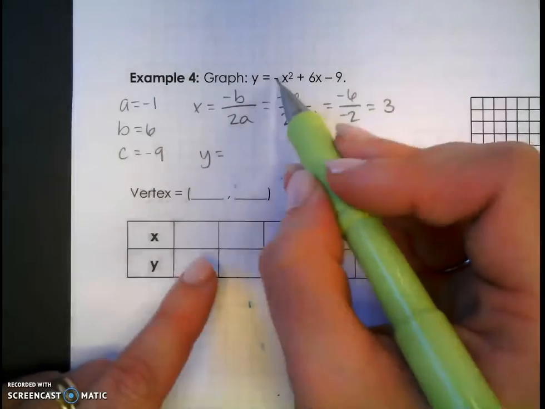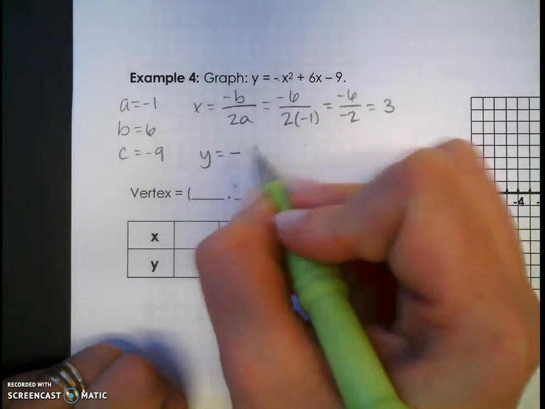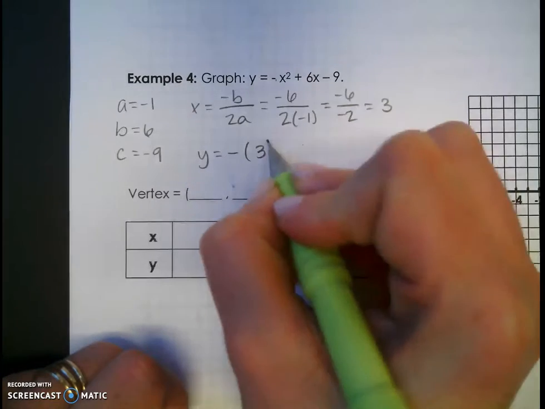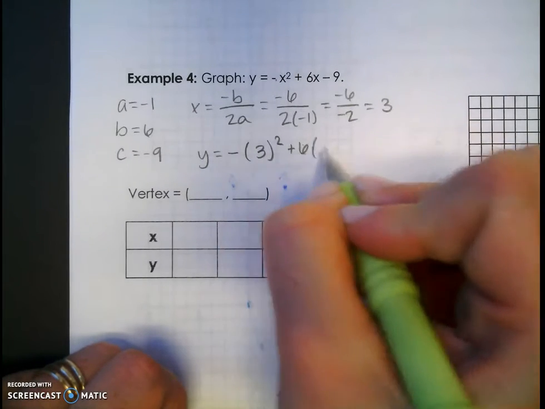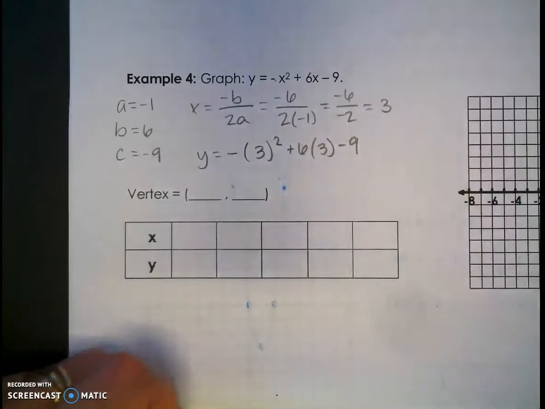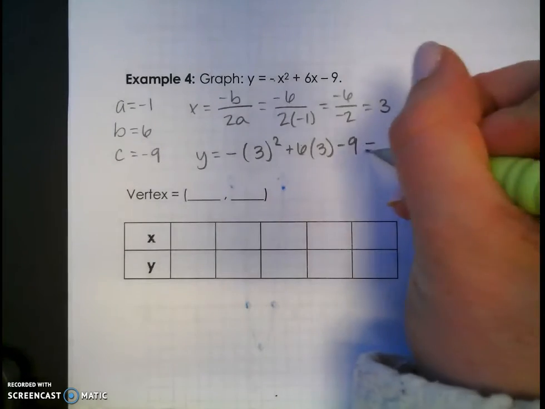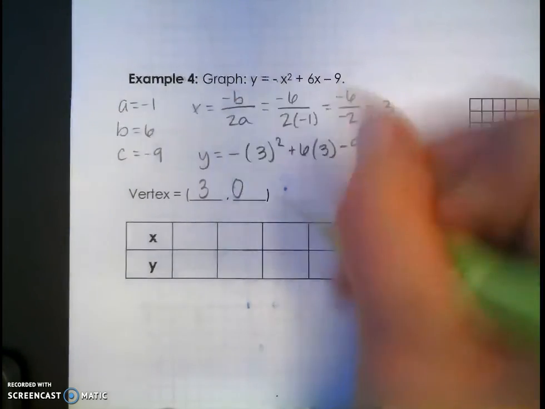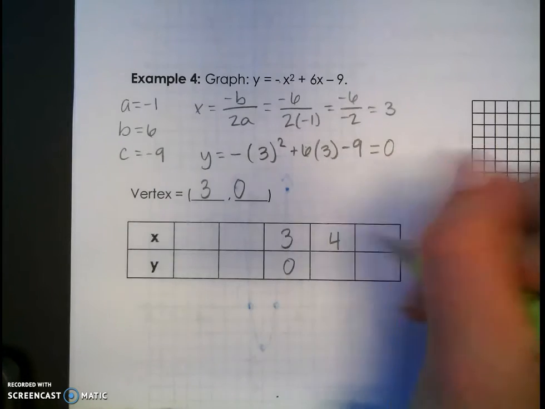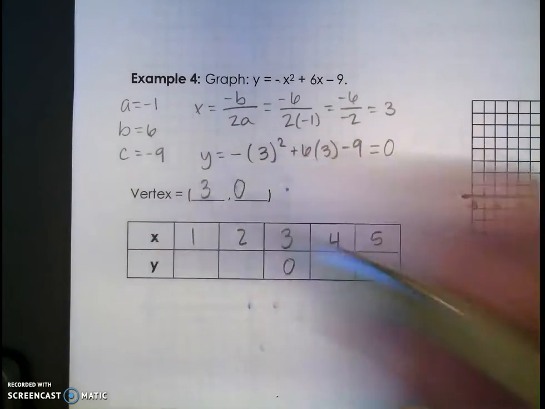Then I'm going to plug that in. And when you plug it in, there's a negative out front. So I need negative, parentheses, 3 squared plus 6 times 3 minus 9. Type that into your calculator. And it gives you 0. So my vertex is at 3, 0.